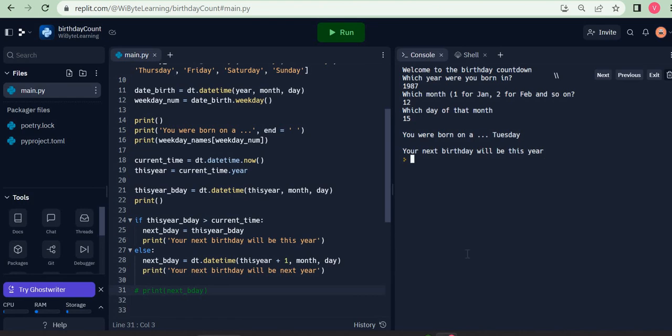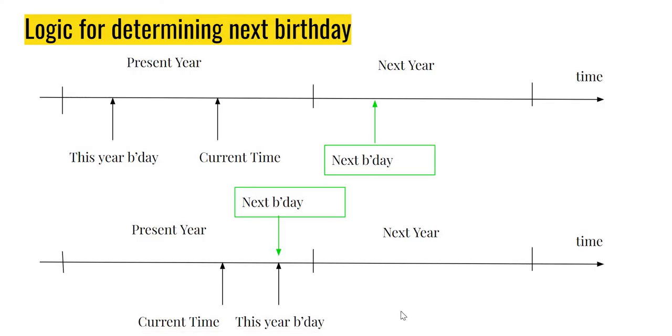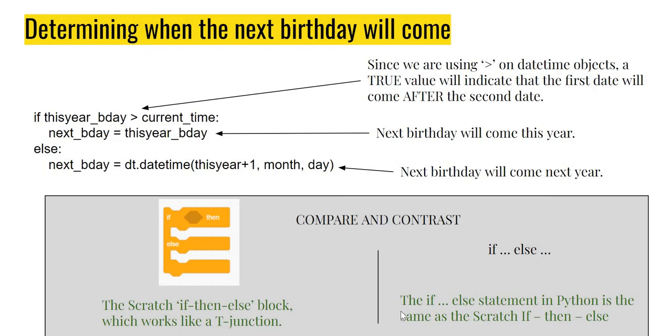Now, before I wrap this up, a little bit of compare and contrast. This if then else that we used is in fact exactly the same logic as what we had done in Scratch before. There was a block called if then else, where we would put a logical condition, and we would then build the conditions for what happens if this condition is true or if this condition is false. So this was a T junction. The exact same thing is going on here. We are saying that if this year's birthday is more than the current year, then we can do this, and else we do this.